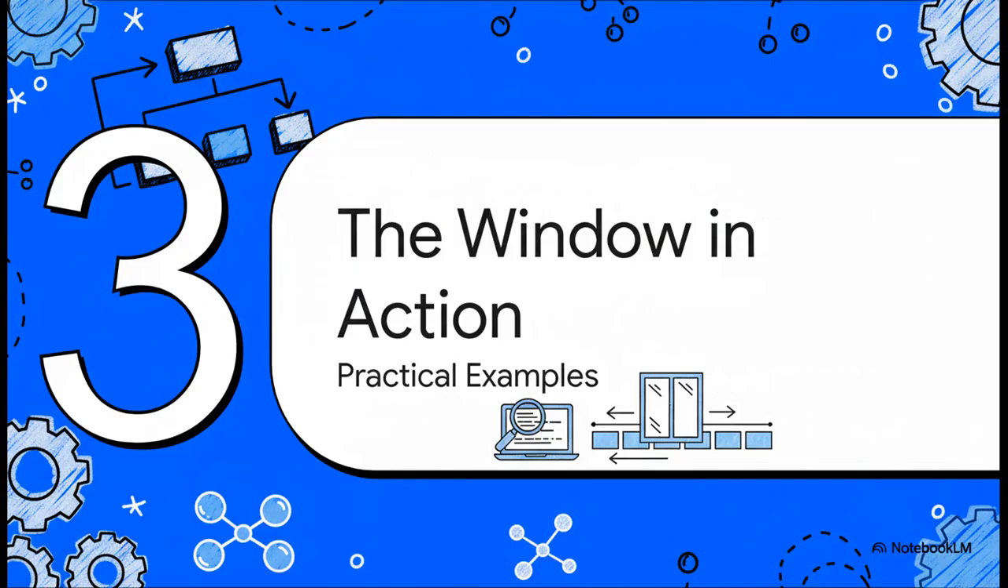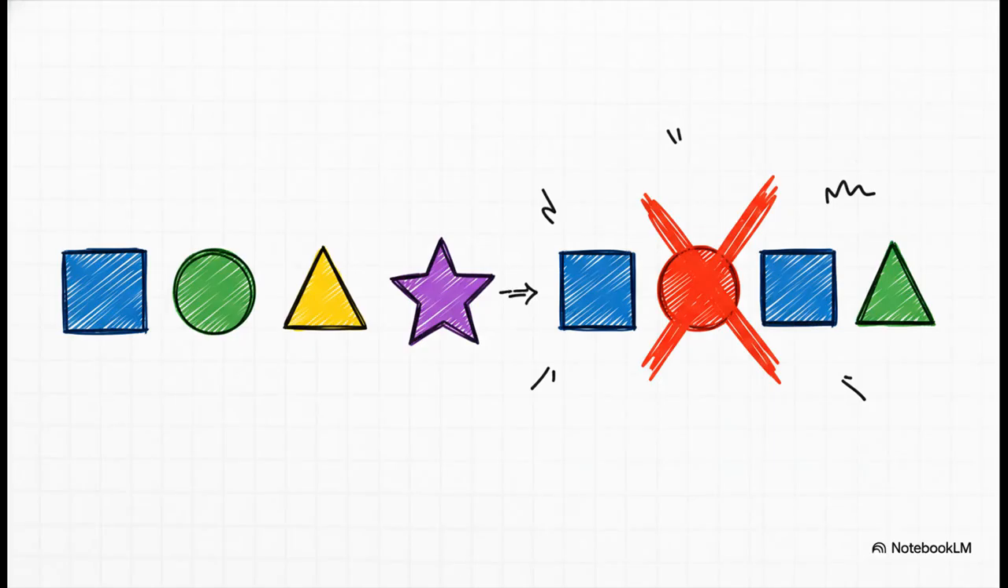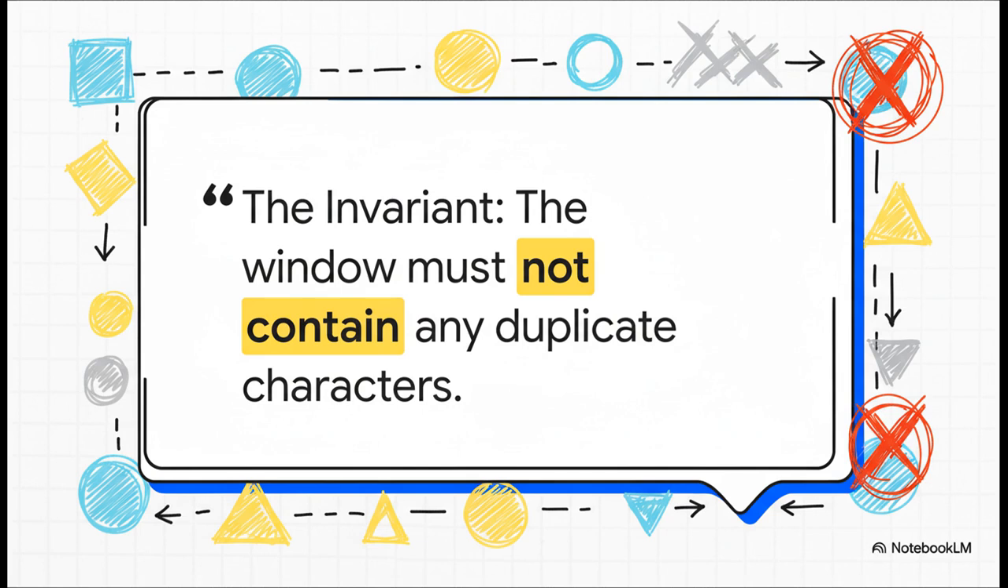All right, theory is great and all, but let's actually see this thing in action with a classic coding interview problem. Here's one you've probably seen before. Find the length of the longest substring in a given string that doesn't have any repeating characters. This is a perfect textbook candidate for the sliding window. So for this problem, what's our rule? What's our invariant? It's super simple. The window must not contain any duplicate characters. The second we find a duplicate, boom, our window is invalid, and we know it's time to start shrinking it.